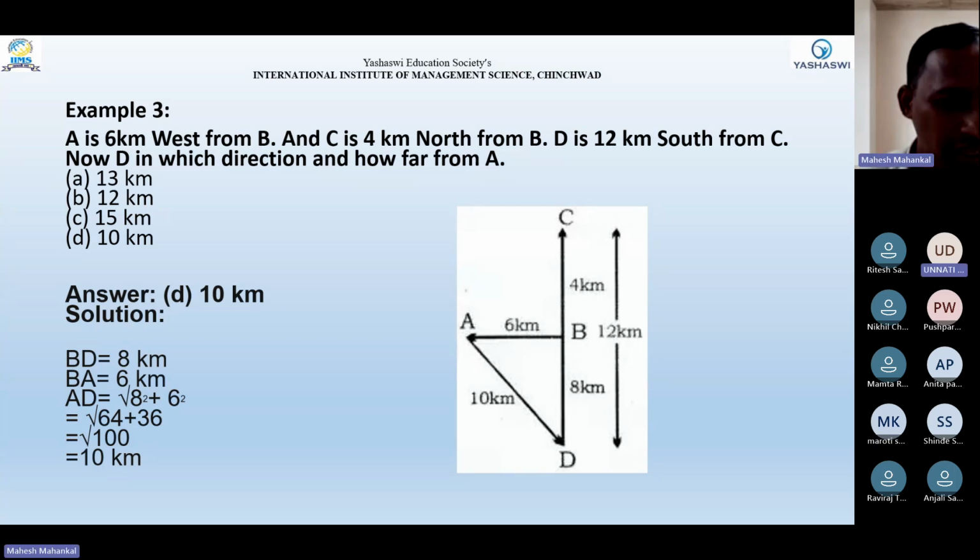Yes, beta. Why are we using this formula, under root 8 square plus 6 square? When you calculate with the Pythagoras formula, if you learn the 7th or 8th books, then you are able to understand what exactly it is. This formula you have to use to calculate the distance of A to D. We have learned this formula in the 7th or 8th standard. Hypotenuse is equal to the square root of the sum of the squares of the two sides.